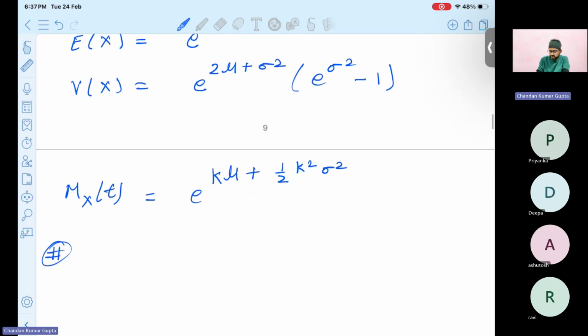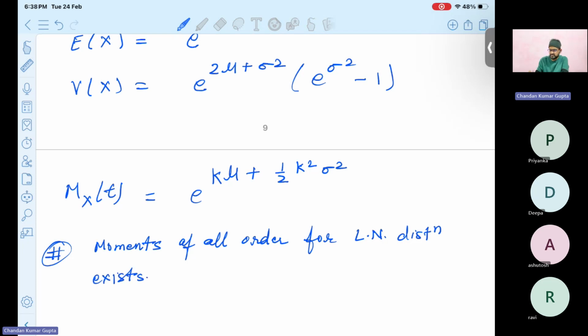We have one more note for the log normal distribution. In the normal distribution, we have seen that all odd order central moments are 0. But here, moments of all orders exist for the log normal distribution.